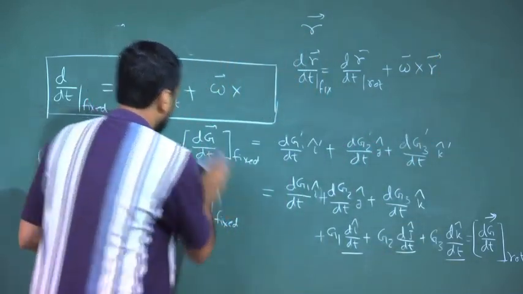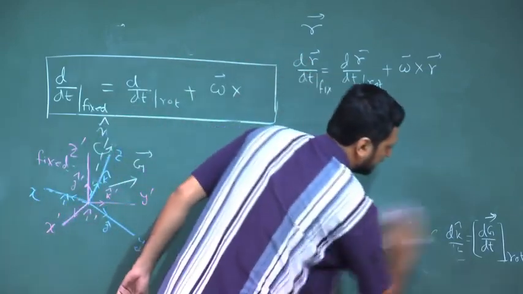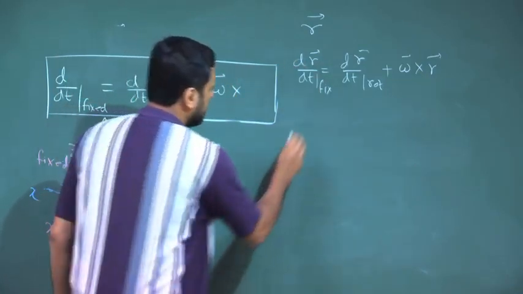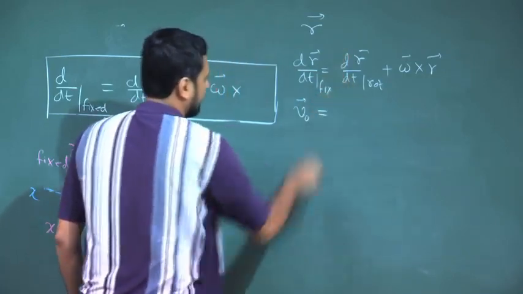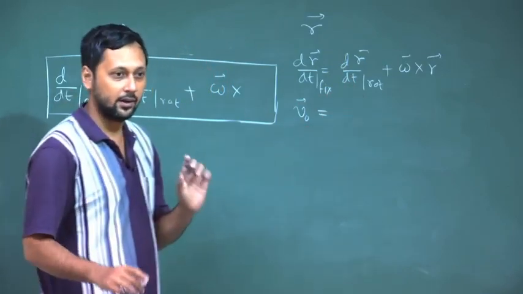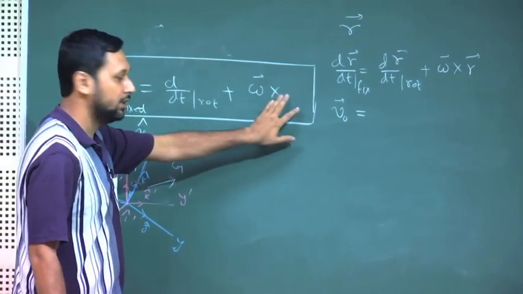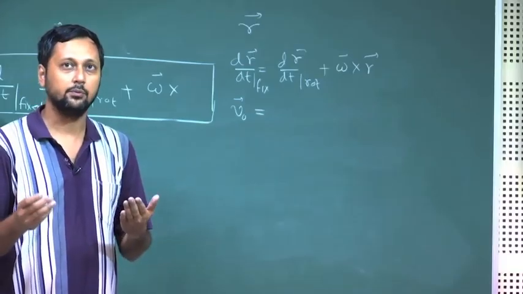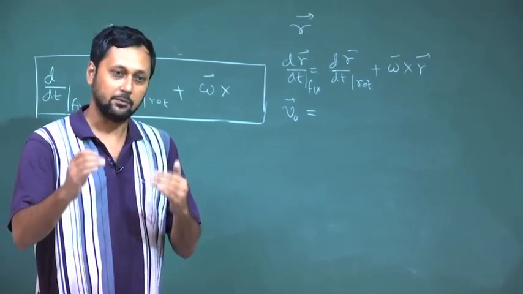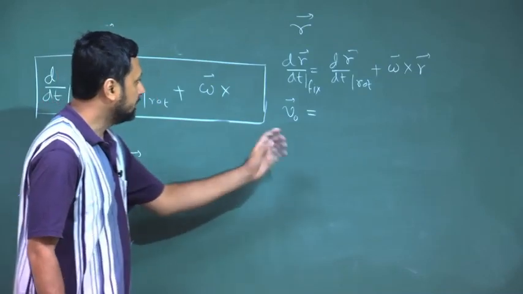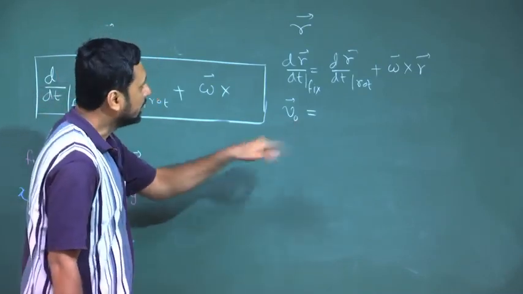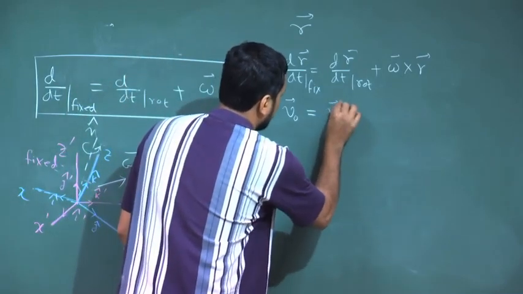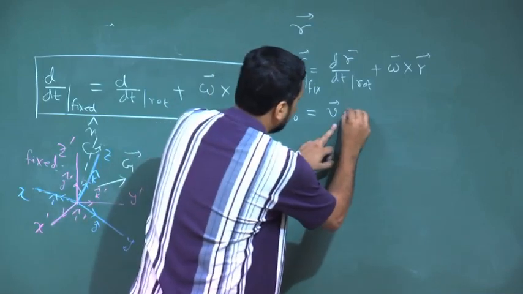So, what does dr/dt fixed mean? dr/dt is velocity. If the velocity is measured with respect to a fixed frame, let us call it v0. Please understand, the vector g or r or whatever we put in here is frame independent. The vector remains a vector, a quantity. It does not matter if we measure it with respect to this frame or that frame, the vector represents the same quantity. So, if the velocity measured with respect to a fixed or inertial frame is v0, then the same velocity measured in a non inertial frame which shares the same origin with the inertial frame will be v, the velocity measured in that non inertial frame, plus omega cross r.